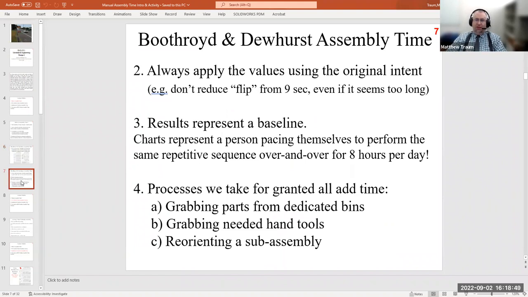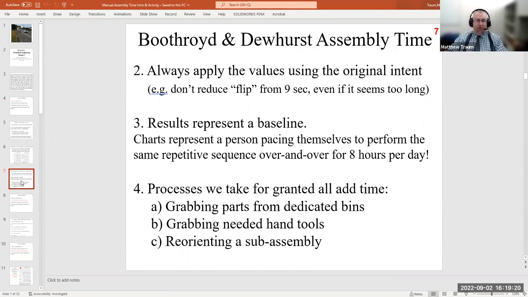These are a couple of additional guidelines. The second guideline is that when you look at the charts in detail, you'll notice that certain numbers seem really high for what the process is. The one that I kind of fixate on is the flip process. According to the Boothroyd and Dewhurst charts, it takes 9 seconds. And it's like, how long does it take to just flip something over from front to back? There's no way it takes 9 seconds, but Boothroyd and Dewhurst list it as 9 seconds.